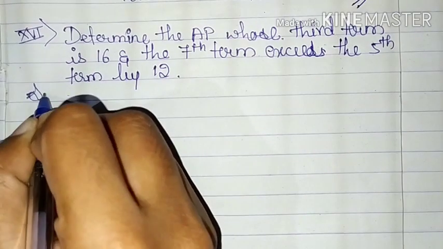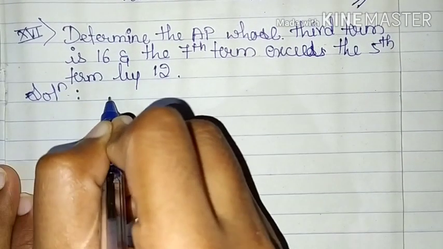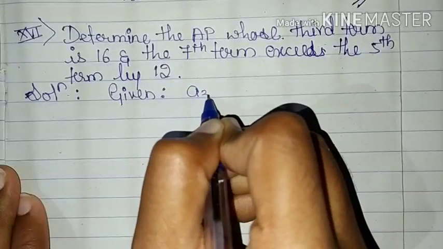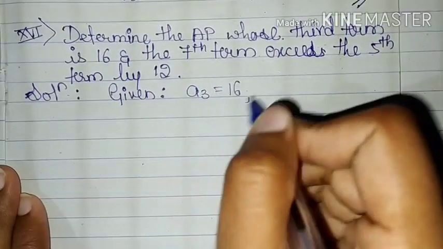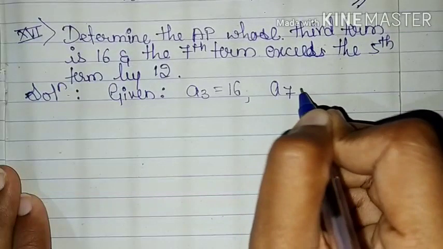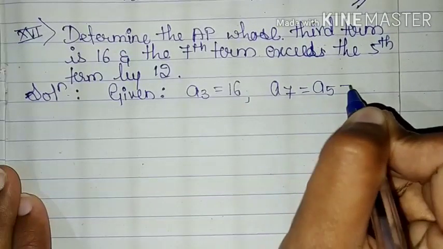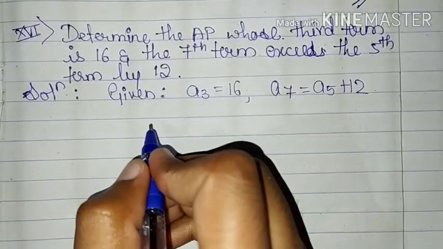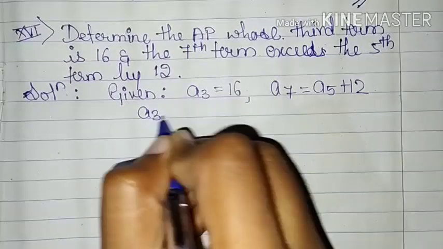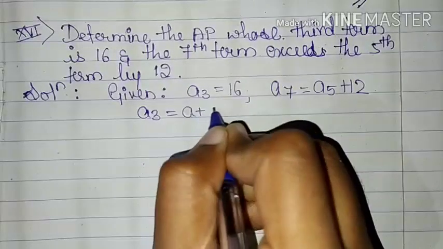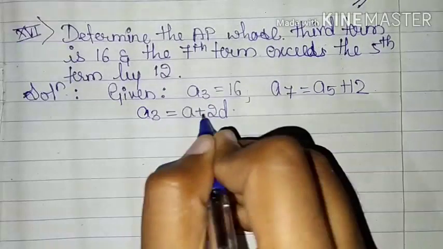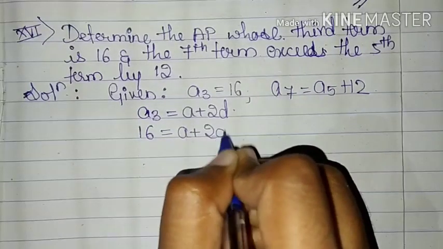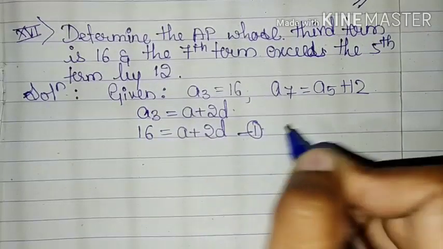Given a3 is equal to 16 and a7 is equal to a5 plus 12. So writing the general form of the AP, a3 is equal to a plus 2d. So 16 is equal to a plus 2d. This is our equation 1.